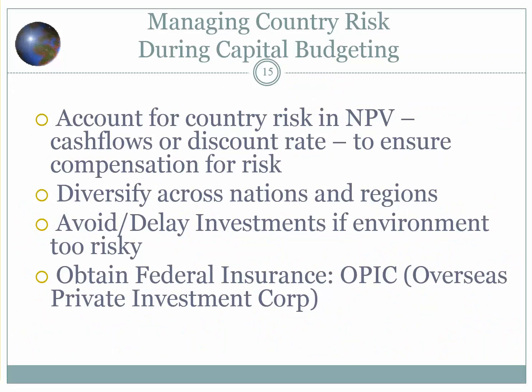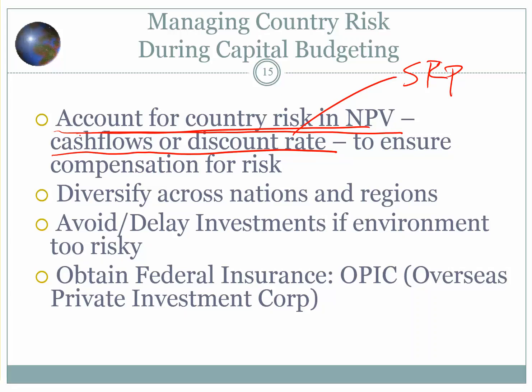So lastly, we'll just talk for a minute or two about how to manage country risk for a capital budgeting exercise or a total investment. So during capital budgeting, how do you deal with country risk? Well, you deal with it by reflecting the risk in the NPVs by affecting either the cash flows or the discount rate to compensate for risk. For the discount rate, we're talking about using sovereign risk premiums. Cash flows, we're talking about factoring cash flows for things like expropriation.